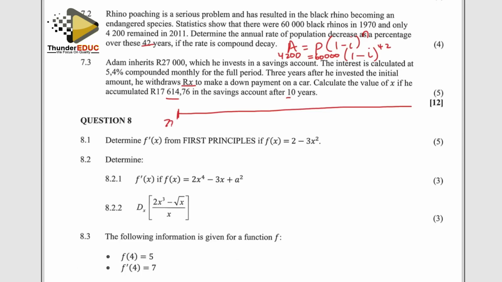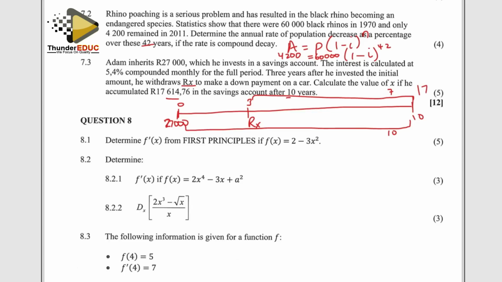So initially you have 27,000, which is going to grow. We can say it's going to grow for 10 years. Then at year number 3, there is a certain amount of money that was taken out. So I'll just look at it. This went for 10 years, then this went for 7 years. After 10 years, we had 17,614.76. How much did this person withdraw?